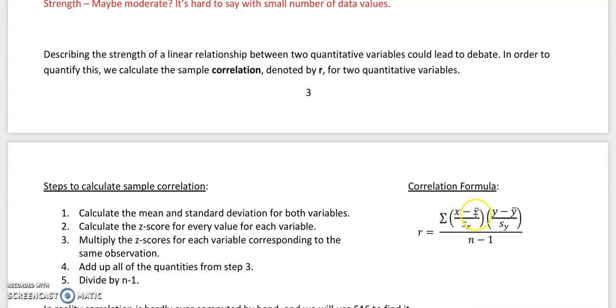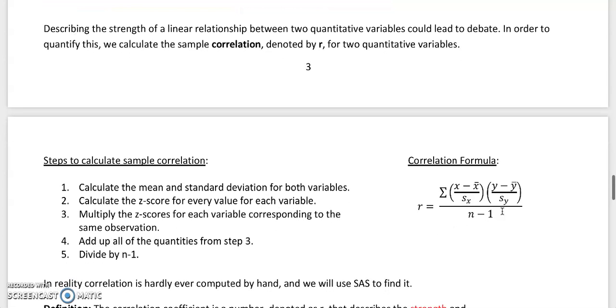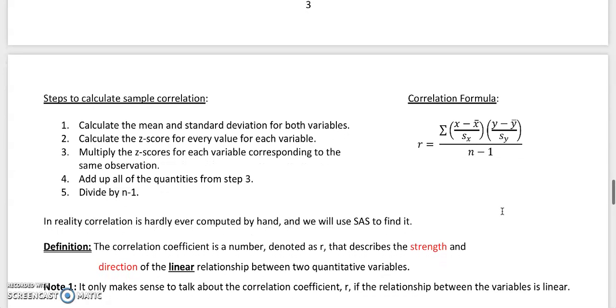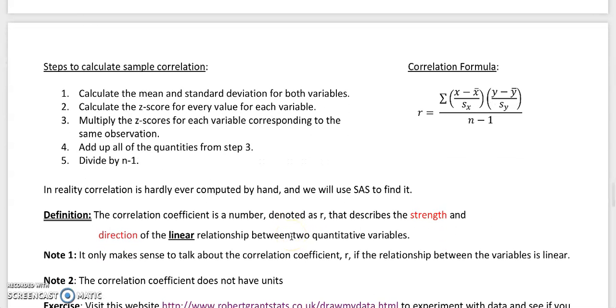Essentially what we're doing is we're looking at how our x value compares to the mean, how our y value compares to the mean. We're putting that together, we're adding it up for all of our values, and it's giving us one number. All right. So this number, like I said, tells us the strength and the direction for a linear relationship. The first thing I want to emphasize is that it really only makes sense to talk about this sample correlation or the correlation coefficient if your relationship is linear. If it's not, this number doesn't really tell us a whole lot.